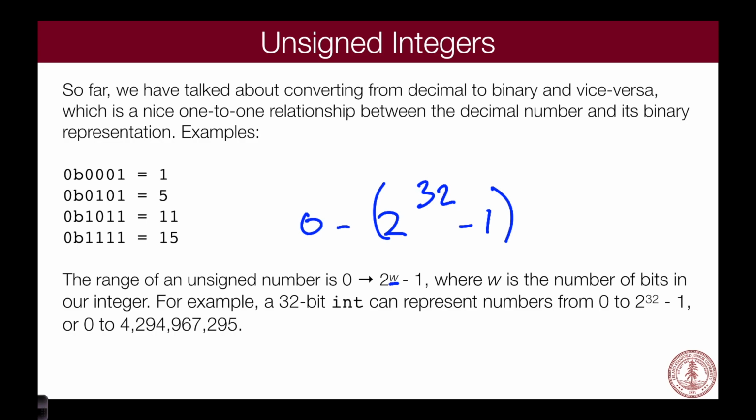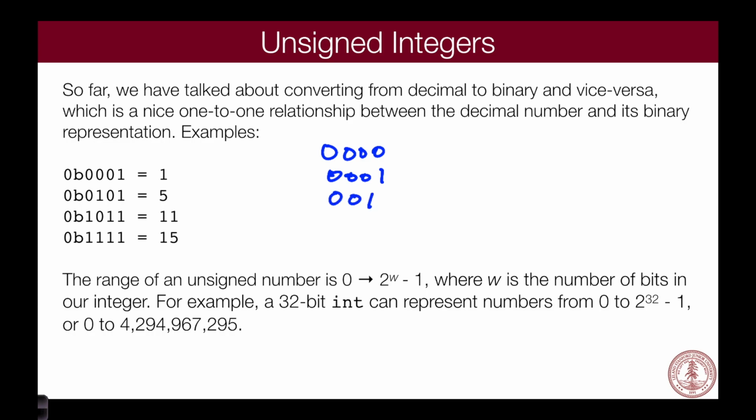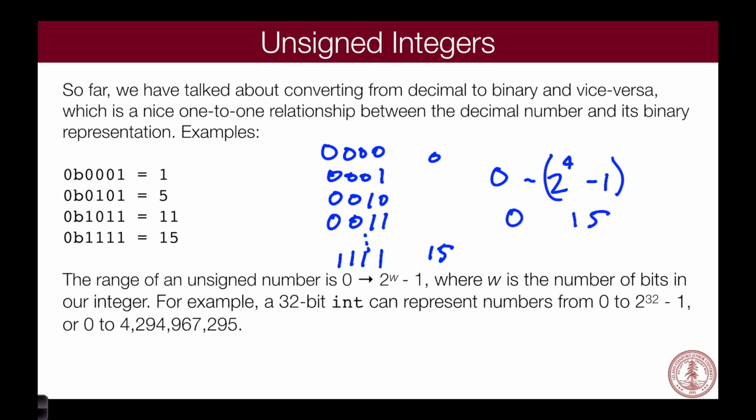Okay, so let's take an example of a 4-bit number. If we only had a 4-bit number, we could represent 0, 0, 0, 0. We could represent 0, 0, 0, 1, which would be 1. We could represent 0, 0, 1, 0, which is 2, and 0, 0, 1, 1, which is 3, all the way up to 1, 1, 1, 1, which is actually 15. So you could represent from 0 all the way up to 15, because there's 4 bits, that's 0 up to 2 to the 4, which is 16, minus 1. So you can represent between 0 and 15. That's how unsigned numbers actually work.